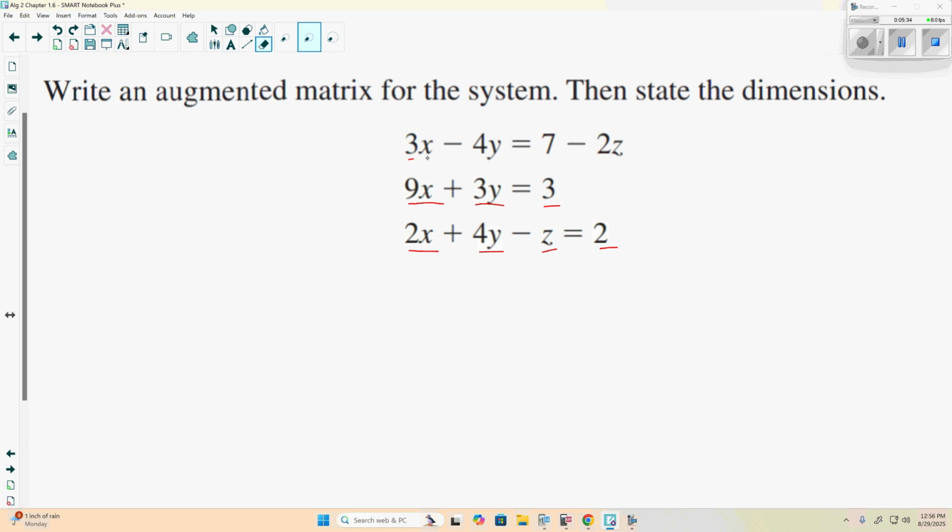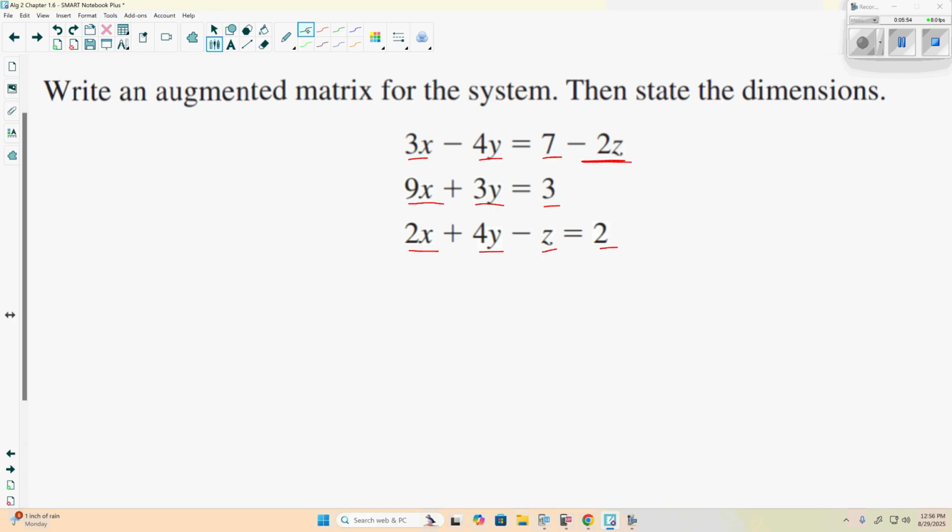The top one, x and y are on the left side. They are in the correct order. And then our number without a variable is on the right. Yes? But we also have the negative 2z on the right. So we can't leave it in this form.